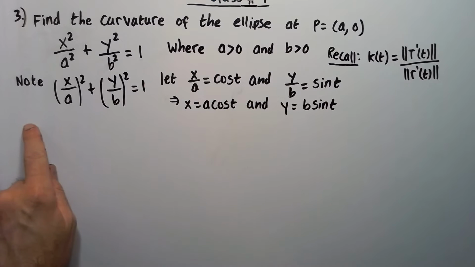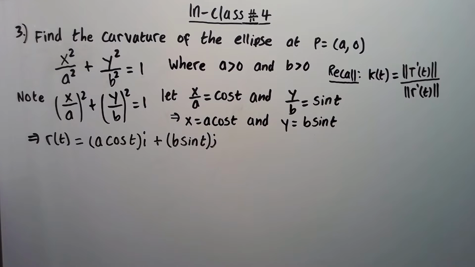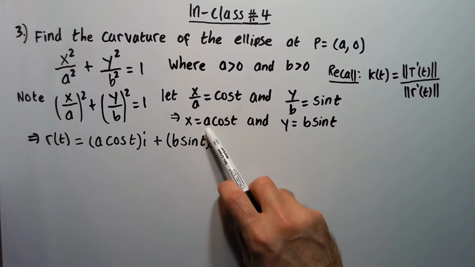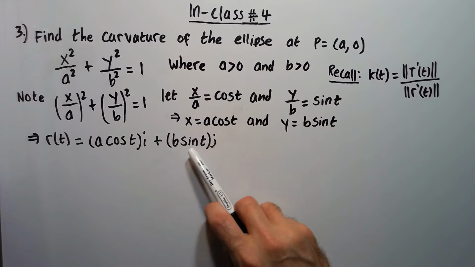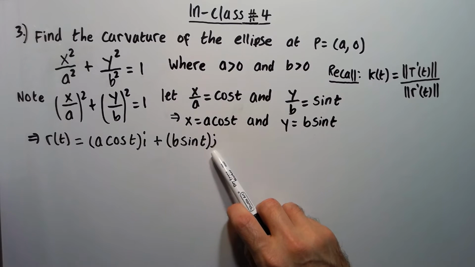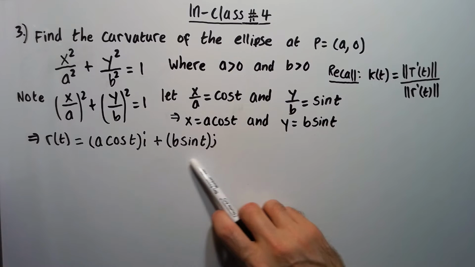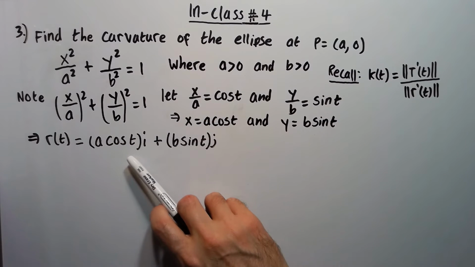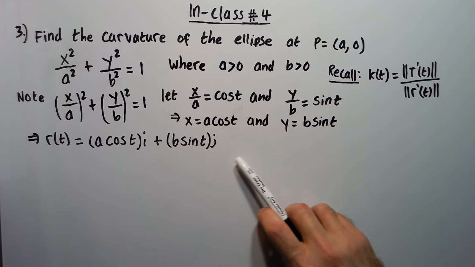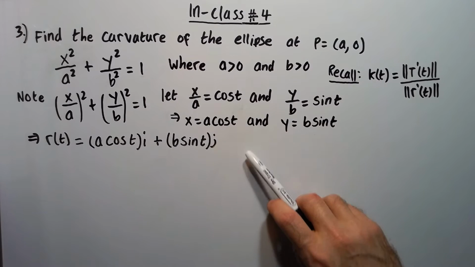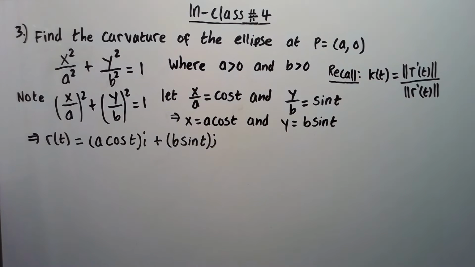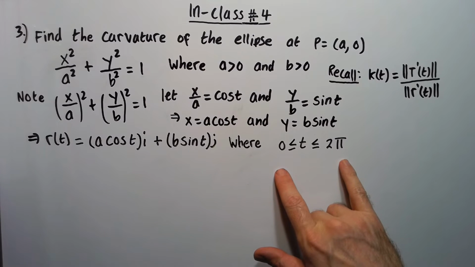Okay, now we can write our r of t. So my r of t will be my x, which is a cosine t, in the i direction, plus y, which is b sine t, in the j direction. So this parameterizes our ellipse up here, where t goes from 0 to 2 pi, and you're going to go around the ellipse here.